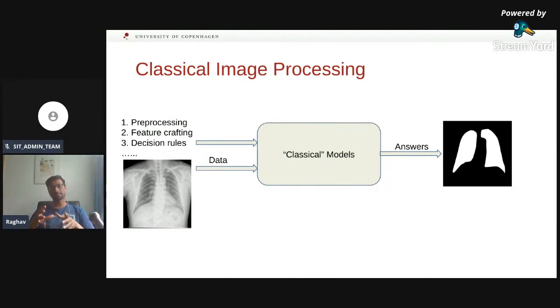This is the classical way of doing image processing, where you think of what you're trying to do and then encode that in a bunch of decision rules. If you've done morphological operations and filtering and things like that in image analysis, that's what classical image processing would be like. This is just the paradigm as to how it is done. You give the decision rules and the data, and then your model outputs answers.